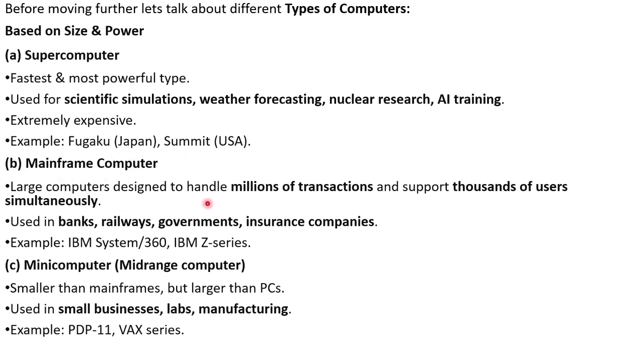Large computers designed to handle millions of transactions and support thousands of users simultaneously, used by banks, railways, government, insurance companies. Examples are IBM System 360, IBM Z series. Mini computer, which is also known as mid-range computer, is smaller than mainframes but larger than PCs, used in small business, labs, manufacturing. Examples are PDP-11, VAX series.